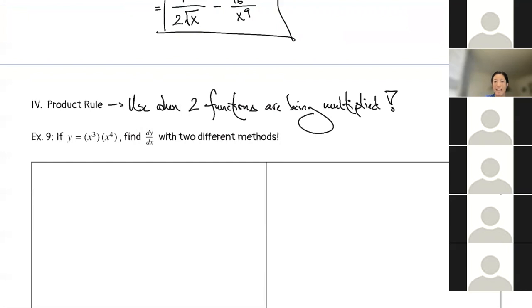Okay. And that is so sad to see when people see the product of two things and then just take each derivative and call it a day. I don't want us to do that. You will be sad too. I promise you will be sad. I don't want you to be sad. So product rule, we're going to use when two functions are being multiplied.